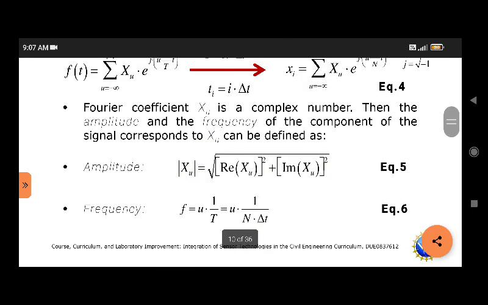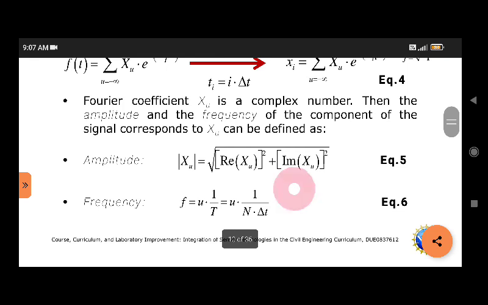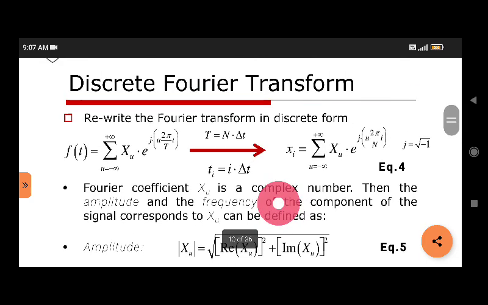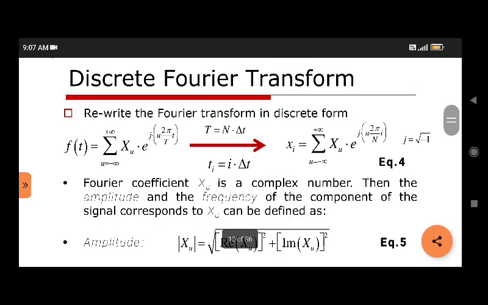This is the amplitude and this is the frequency. Okay, so the amplitude is the square root of the real part of X_k squared plus the imaginary part of X_k squared. So by using this we can get the amplitude as well as the frequency. Okay, so this is how continuous and discrete are different.